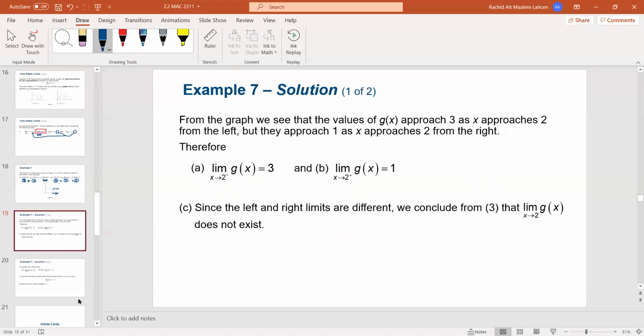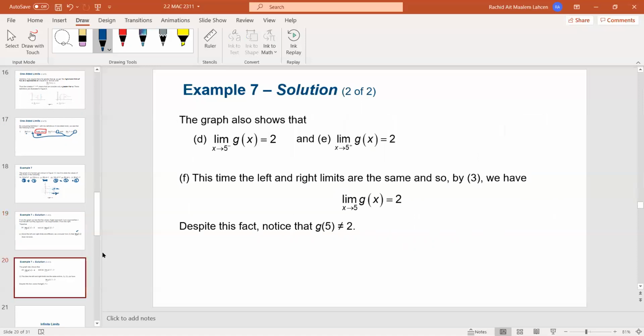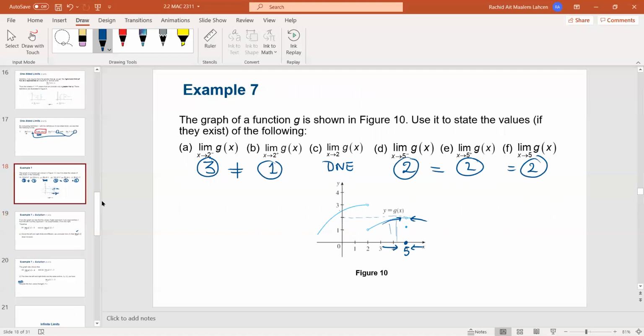And I put the solution for you here. So yes, that does not exist. And for the other one, g of x, and this is a good note to keep in mind, despite the fact that g of 5, you see, g of 5 is this number here. Let's say 1.5, not 2.